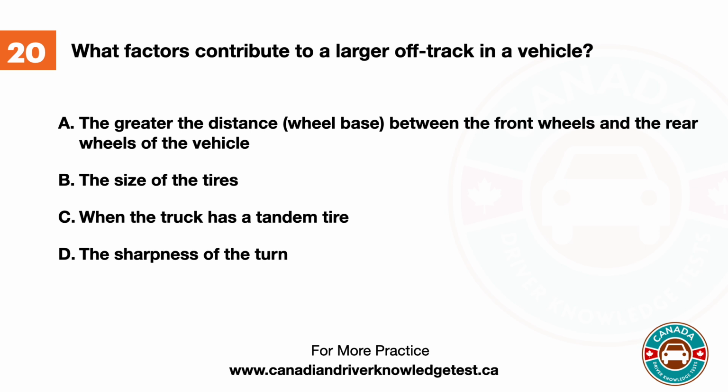Question 20. What factors contribute to a larger off-track in a vehicle? A. The greater the distance, wheelbase, between the front wheels and the rear wheels of the vehicle. B. The size of the tires. C. When the truck has a tandem tire. D. The sharpness of the turn. The answer is A. The greater the distance, wheelbase, between the front wheels and the rear wheels.